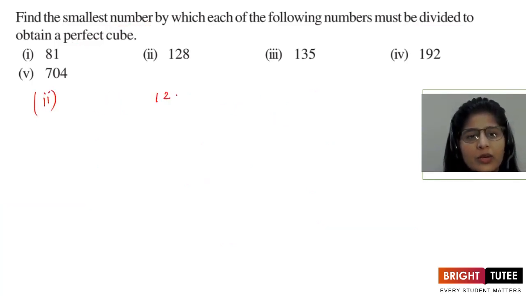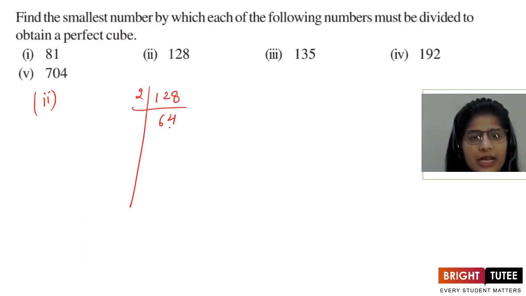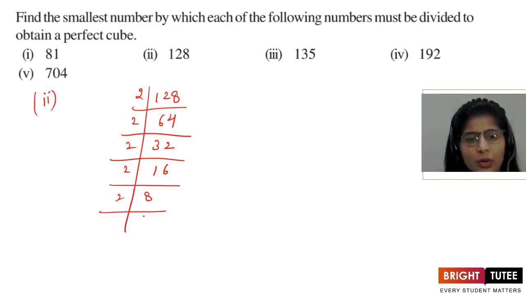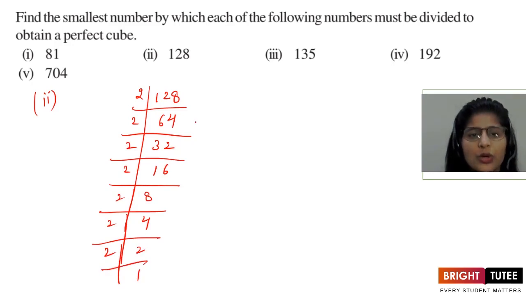Okay, 128, let's prime factorize it. 2 6s are 12, 2 4s are 8, then 2 3s are 6, 2 8s are 16, 2 4s are 8, 2 2s are 4, and 2 1s are 2. So 128 is written as how many times 2?